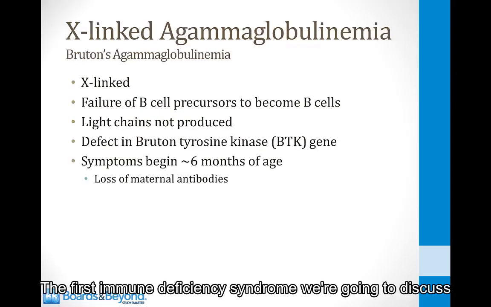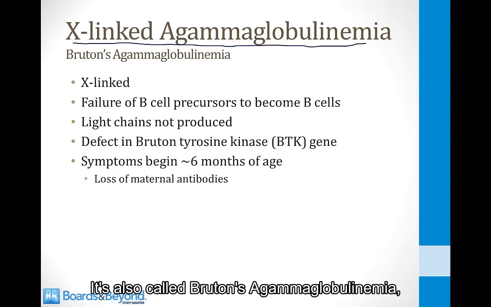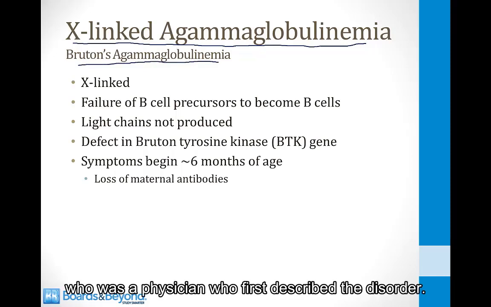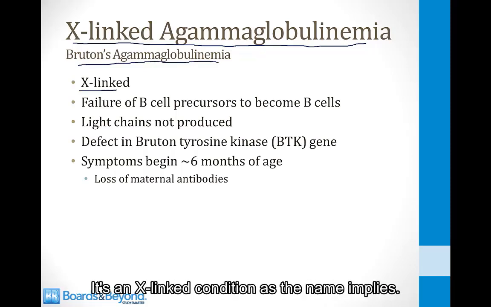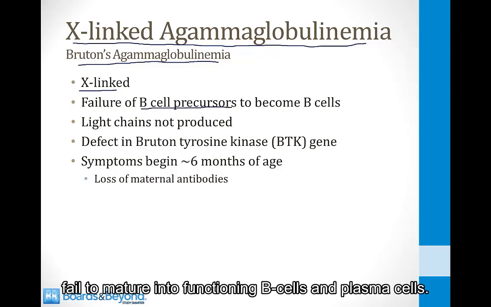The first immune deficiency syndrome we're going to discuss is called X-linked agammaglobulinemia. It's also called Bruton's agammaglobulinemia, named after a colonel in the military who was a physician who first described the disorder. It's an X-linked condition, as the name implies, and it occurs because B-cell precursors fail to mature into functioning B cells and plasma cells.